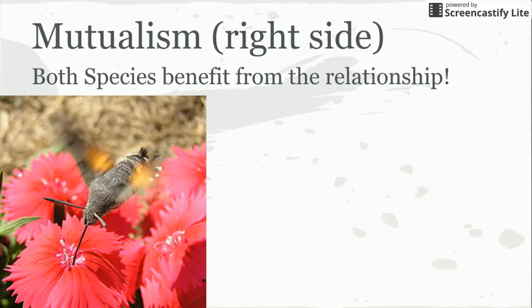The first one we're going to talk about is called mutualism. And in mutualism, both species benefit from the relationship. So in this picture, you see a hummingbird pollinating a flower. They drink the nectar from the flower as nutrition for themselves, and then they actually help pollinate the flower and move the pollen around to help with creating a diverse area of flowers so that genetic material can get moved between different flowers.